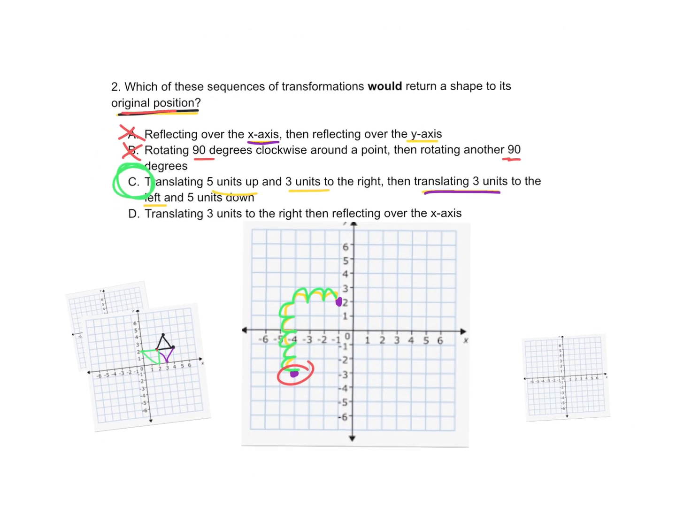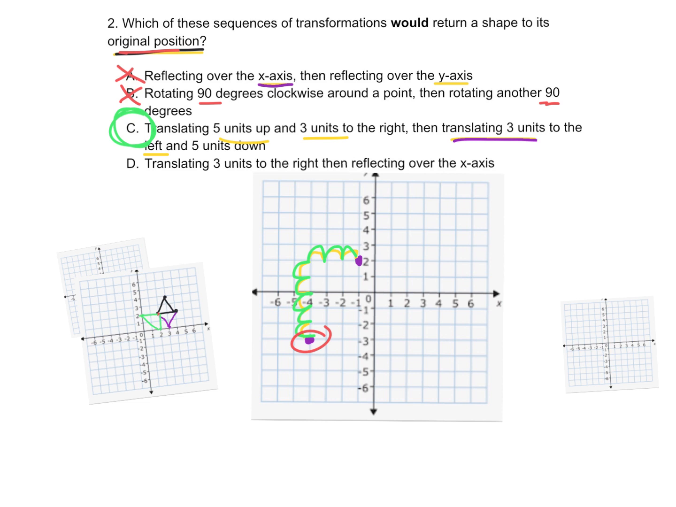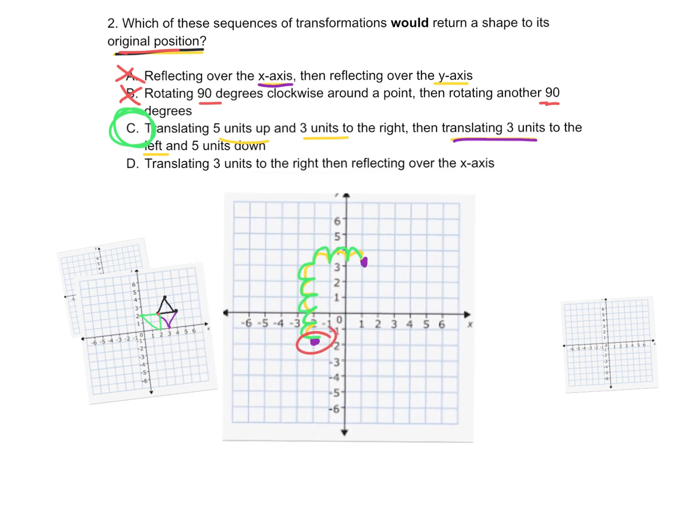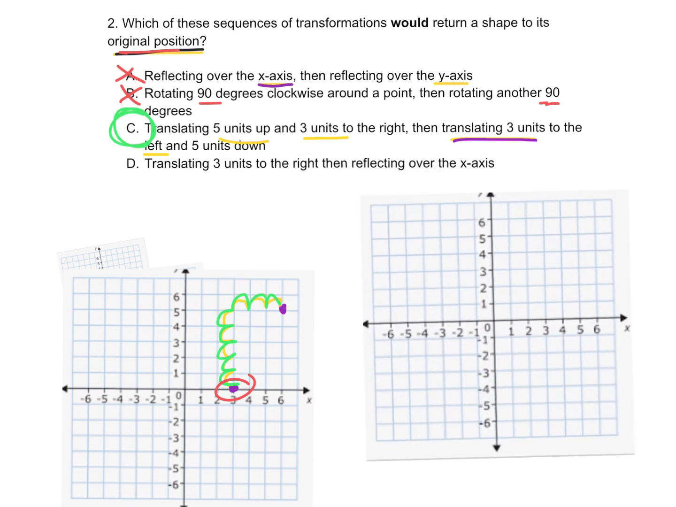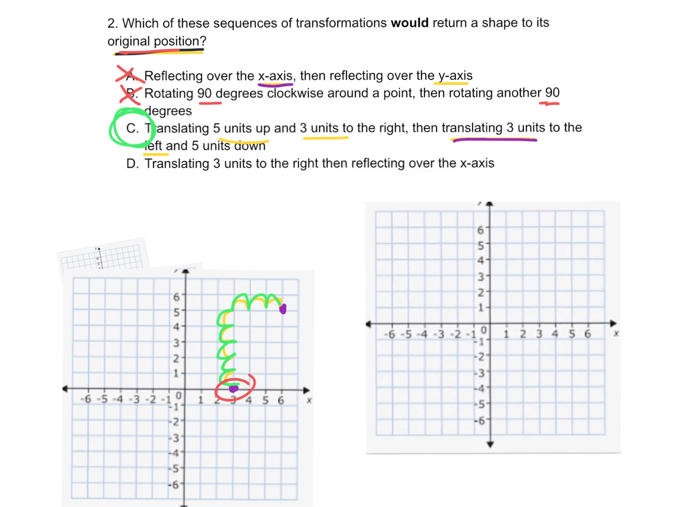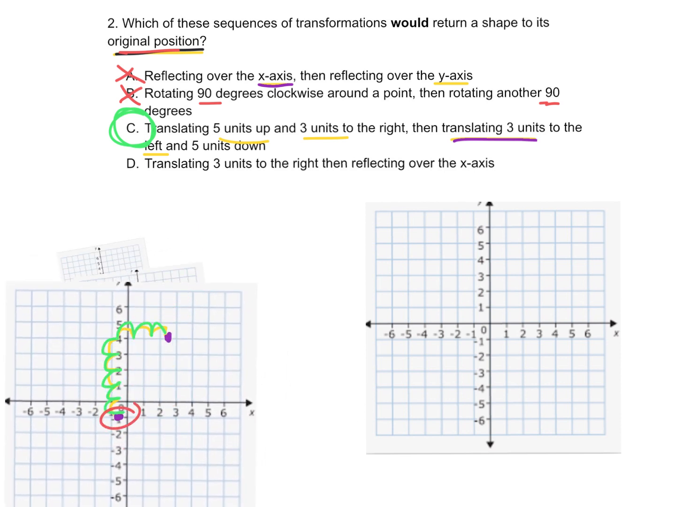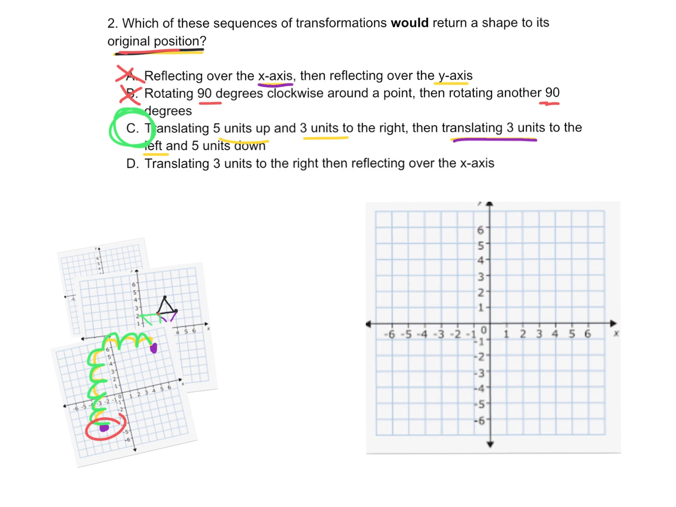And then just to see the last one, sorry about that. I'll pull another graph here. Translate 3 to the right and reflect over the x-axis. Okay. Let's go 3 to the right. So I'm going to put a point right here. And we're going to go 3 to the right. So 1, 2, 3 right here. And then reflect over the x-axis would be down here. So that does not bring us back to the original point. So our correct answer was C.